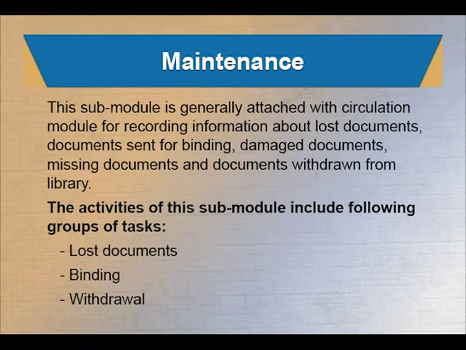Say for example, you withdraw a particular copy of a particular book. That information you need to enter or update in the catalog database also, otherwise it will give a wrong message or wrong information in the OPAC module. So, these are the jobs related with the maintenance section of the circulation subsystem of an integrated library system.